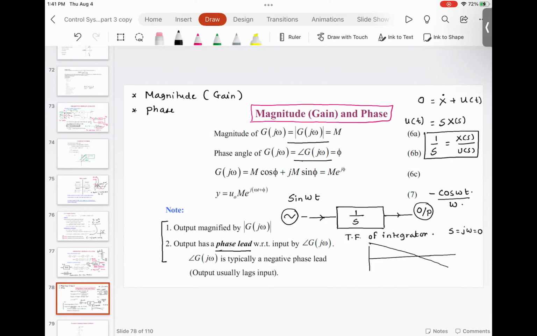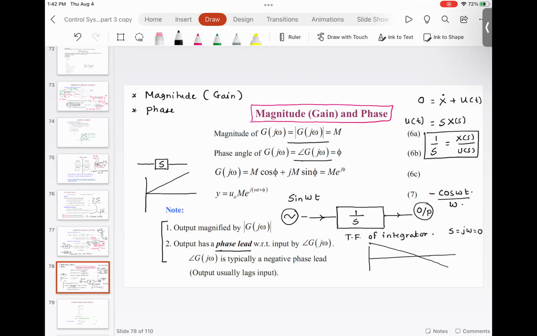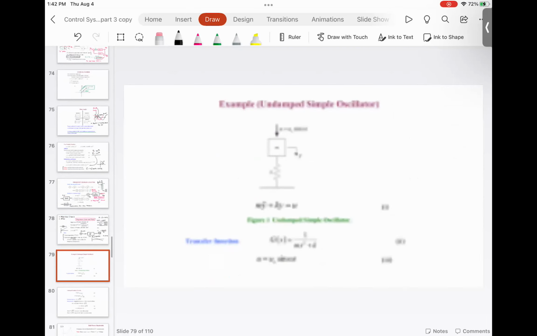On the other hand, if you have a differentiator, which is given by just s, and you plot the Bode diagram, it will start from a low value and it will go up. And phase, depending upon whether it's a derivative, would be leading; if it's integration, it will be lagging. So you can plot the Bode diagram of the transfer function s, and the Bode diagram of the transfer function 1 over s, and that should give you a nice Bode plot.